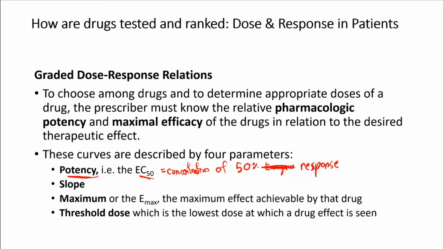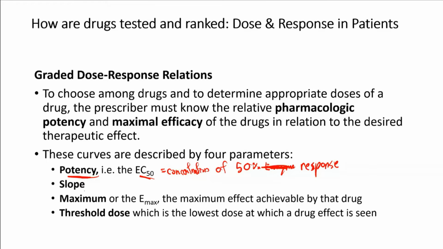So for example, in a cell-based assay, let's say it takes 2 micromolar of the drug to cause 50% of the cells to die. This means its potency is 2 micromolar. That means its EC50 is 2 micromolar. You grade and rank drugs based on their EC50s.